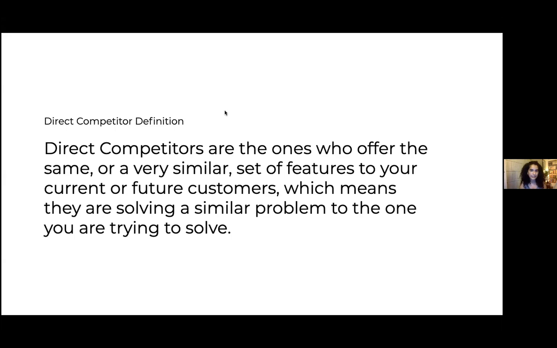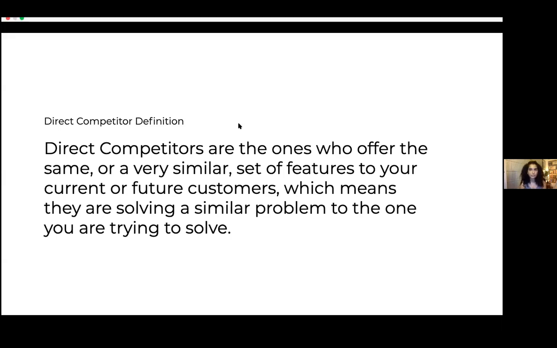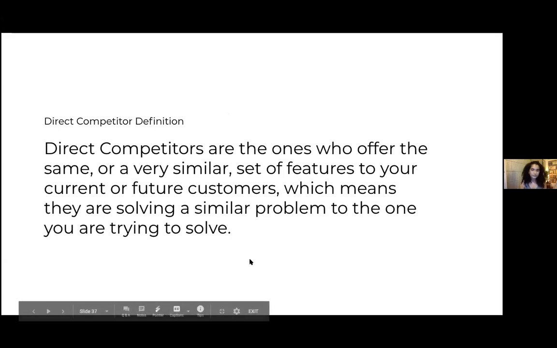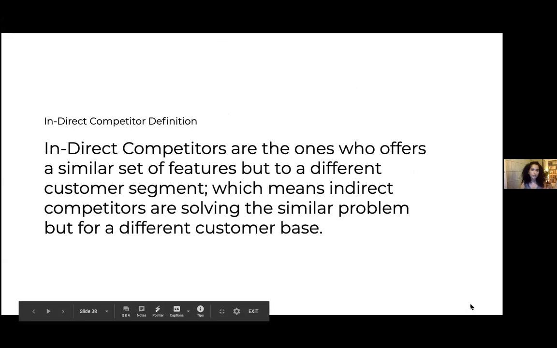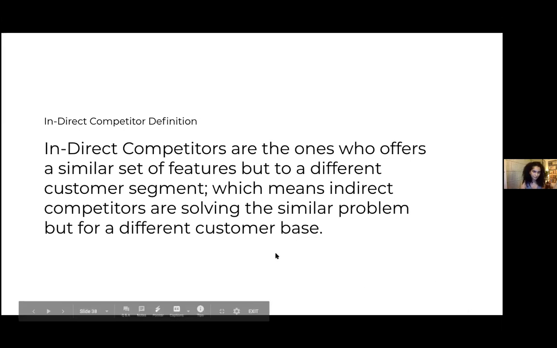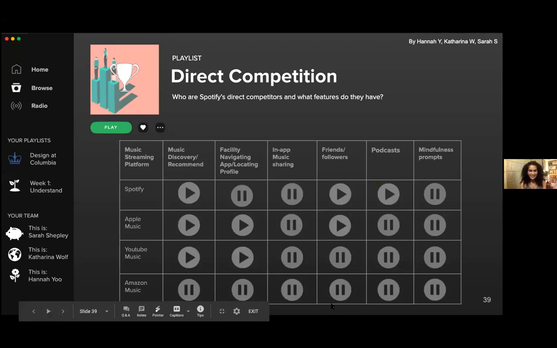SWOT. Next slide. So direct competitors are the ones who offer the same or very similar set of features to your current or future customers. For example, if you're doing a video conferencing app like Google Meet, then Zoom would be a direct competitor. Indirect competitors are the ones who offer a similar set of features, but to a different customer segment, which means indirect competitors are solving the similar problem, but for a different customer base. For example, House Party, in the same example, is kind of the same goals, but different customer base, maybe a younger crowd, for example.